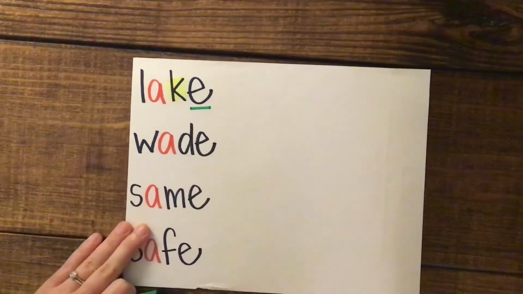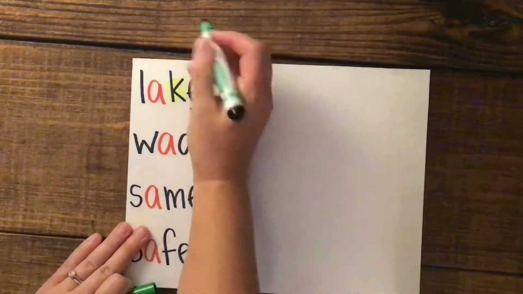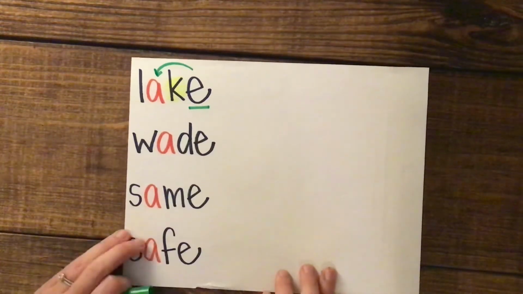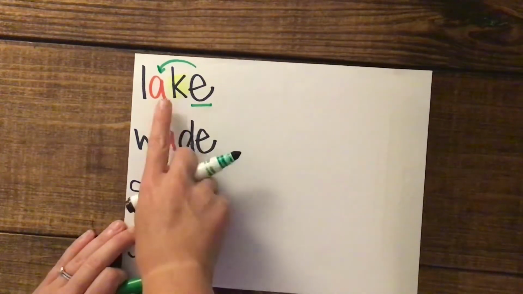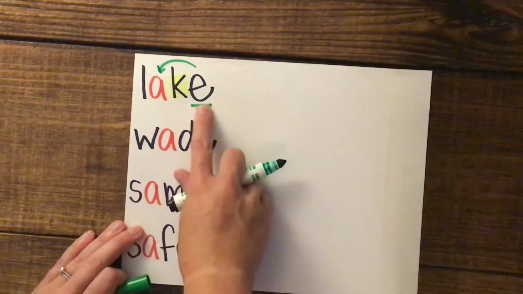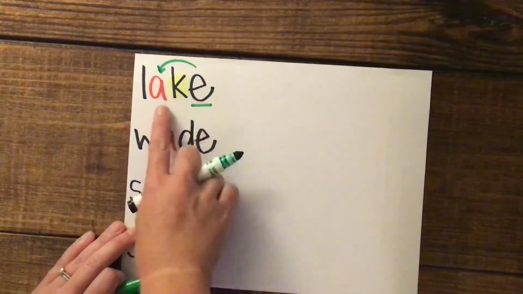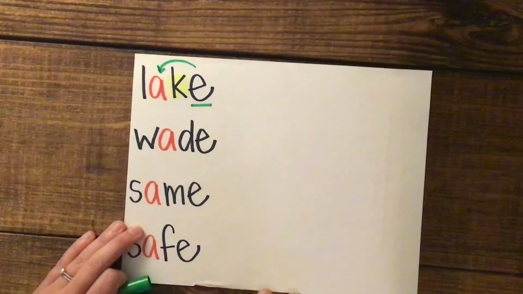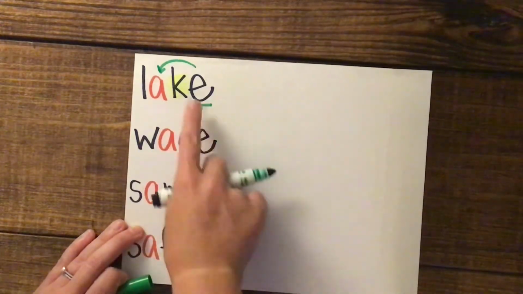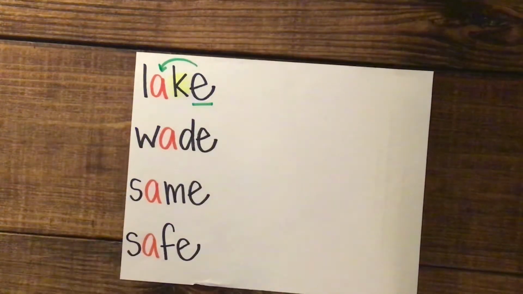All right. So if this is a magic E rule, that E is going to jump back over that one consonant that we just highlighted and make the A say its name. So in this case, it's going to say A. L-A-K, lake. We don't sound out that E at the end. It's magic. It has one job. It makes the vowel say its name. It does not make any other sound than that. All right, it's in charge of that vowel. It does not make a sound. So lake, lake.